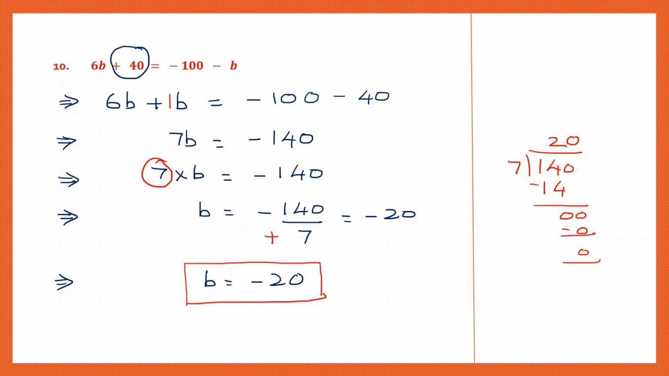So B is equal to minus 20. Question 11. 6 minus 5m minus 1 plus 3m equals 0. So here we have all the variables on the left hand side, but we have the constants on both sides. So let's put the variables here. We'll leave it as it is. So we have minus 5m plus 3m, and on the right hand side we have 0.